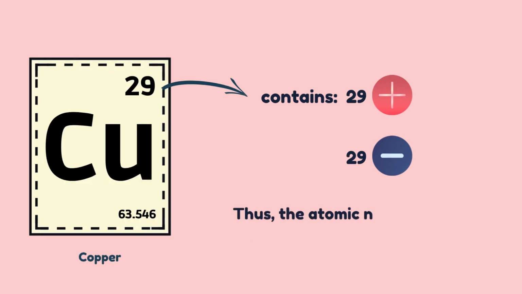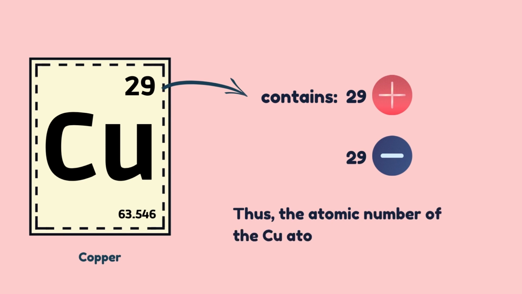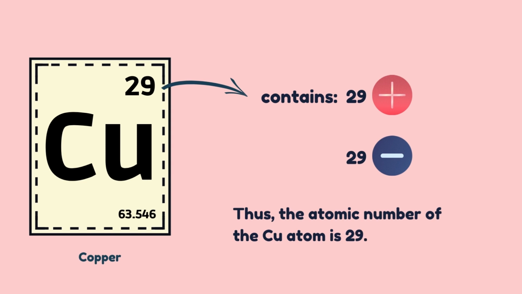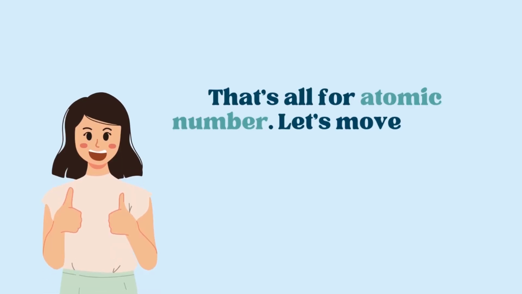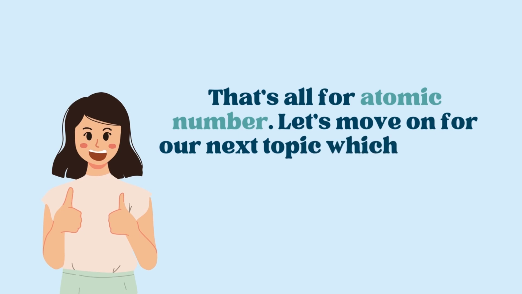And lastly, copper. Copper has 29 protons and 29 electrons. Thus, the atomic number of copper is 29. That's all for atomic number. Let's move on to our next topic, which is mass number.